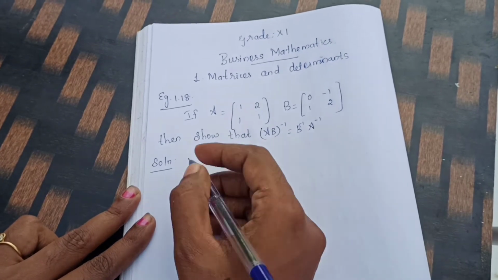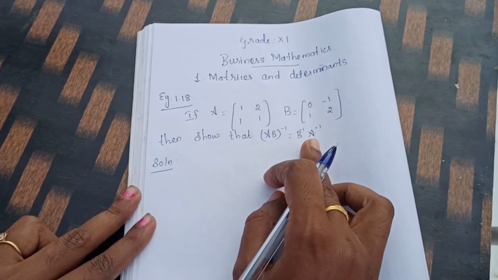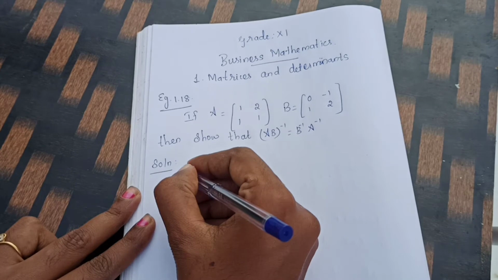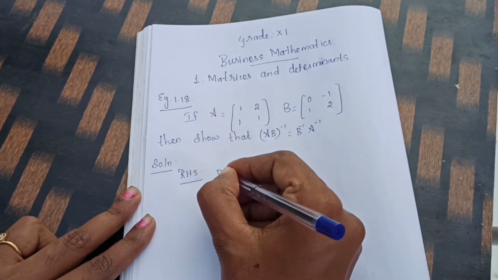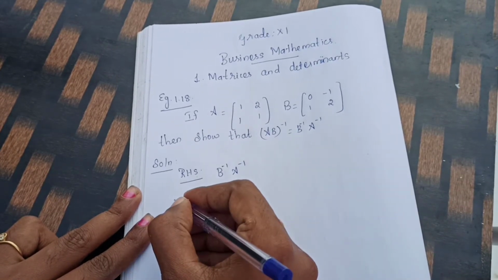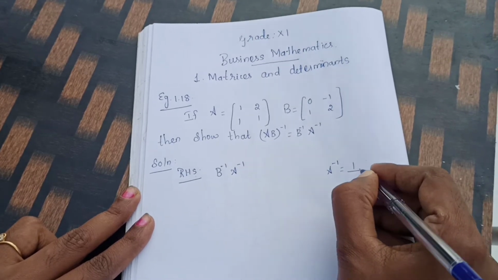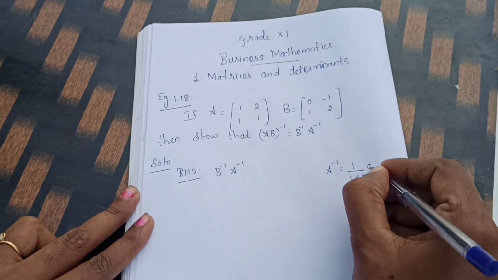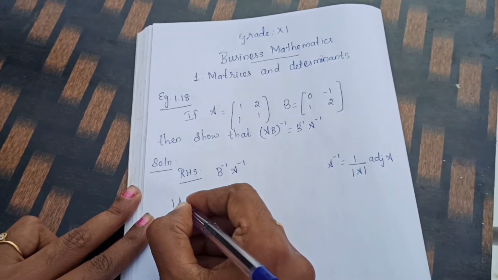So, solution. First we are going to find A inverse. For that I am taking the RHS first. What is RHS here? B inverse A inverse. So first I need to find A inverse. What's the formula? 1 by determinant of A into adjoint of A. So determinant of A you need to find.